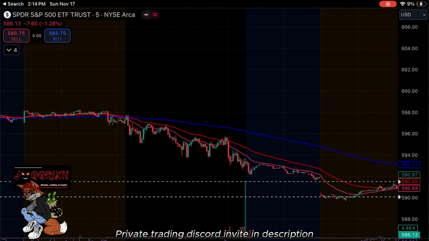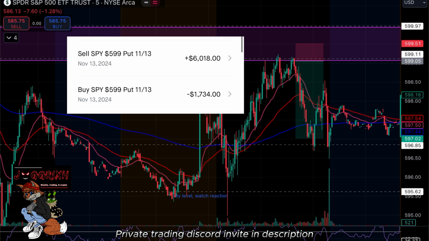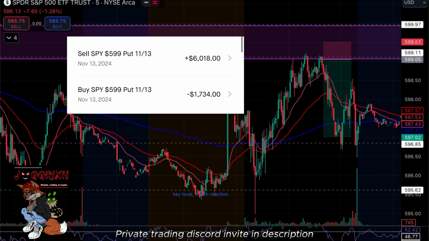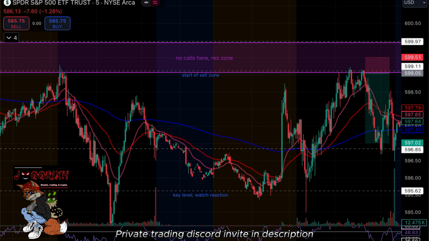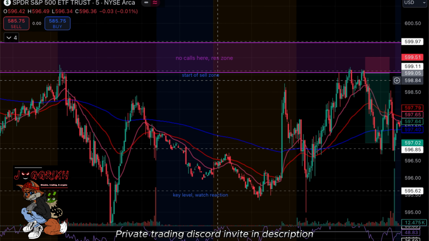So let's look at a rejection play that I took on the 13th last week, man, where I caught 280% in the span of like 15 minutes. It was crazy. I'm going to put the gains right here. So again, y'all know we're not doing no capping, man. Now, what was my analysis and why did I get into the trade? What was my rationale? I have an area right here. What does it say? Start of sell-off zone, man.